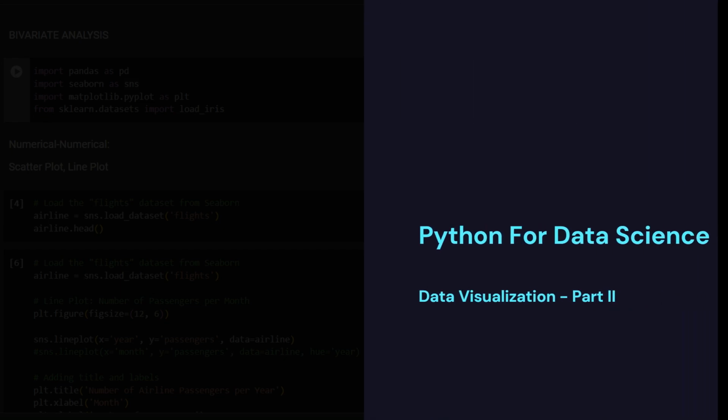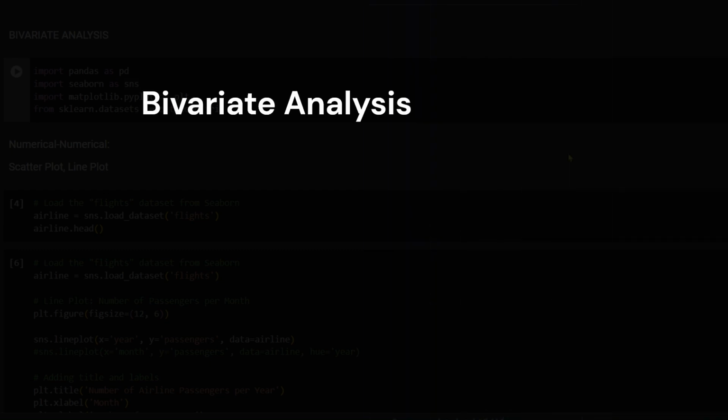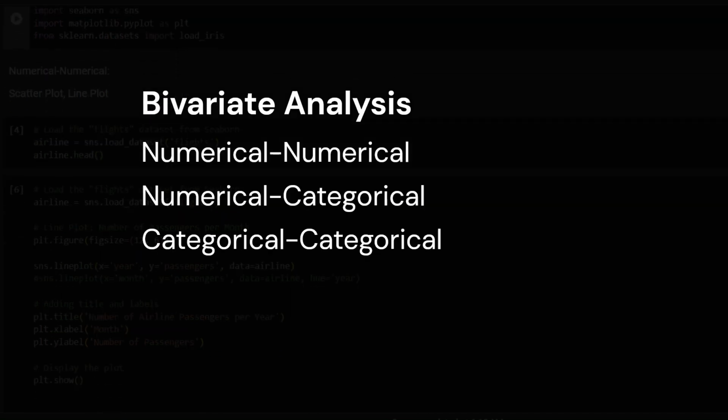Hello folks, welcome to EvolvNext and we are in the Python for Data Science module. Our today's topic of discussion is bivariate analysis. In this video, we are going to cover different types of bivariate analysis. That is numerical to numerical bivariate analysis, numerical to categorical bivariate analysis and categorical to categorical bivariate analysis.